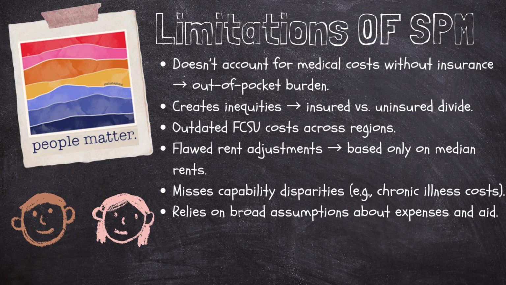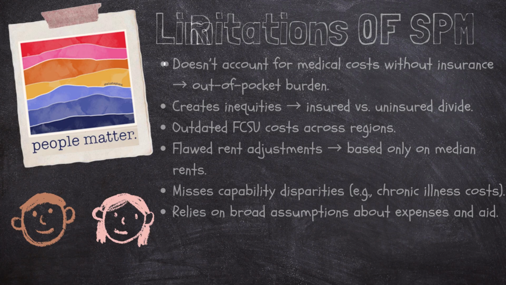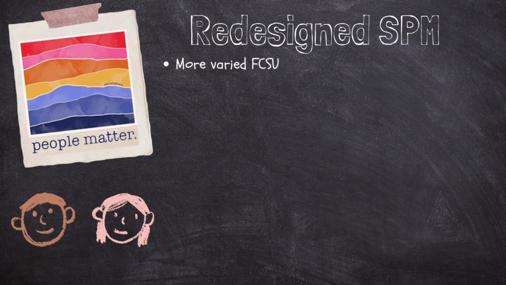Lastly, it does not consider individuals with chronic illnesses who are disproportionately impacted by the cost of additional needs. Instead, the SPM makes broad assumptions about the cost of housing, FCSU, and healthcare expenses. With our knowledge of the SPM and its drawbacks, we can alter it.